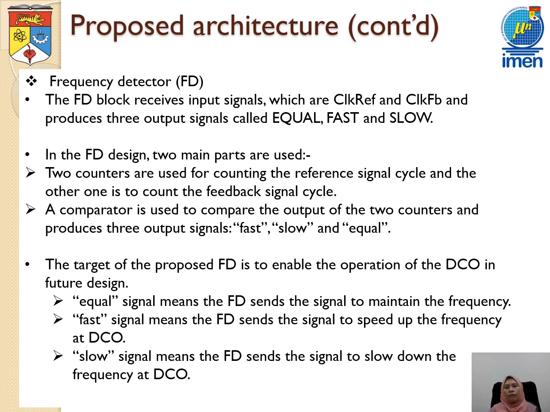So the target of the proposed FD is to enable the operations of DCO in our future design. And here, equal represents that FD needs to send a signal to maintain the frequency. Fast means FD needs to send a signal to speed up the DCO frequency, and slow means that FD needs to send a signal to slow down the DCO frequency.